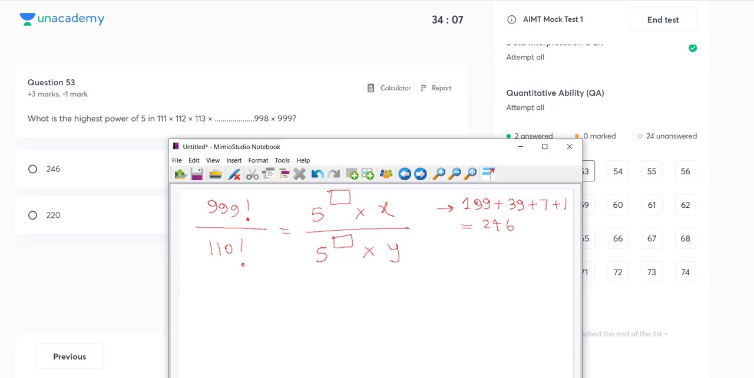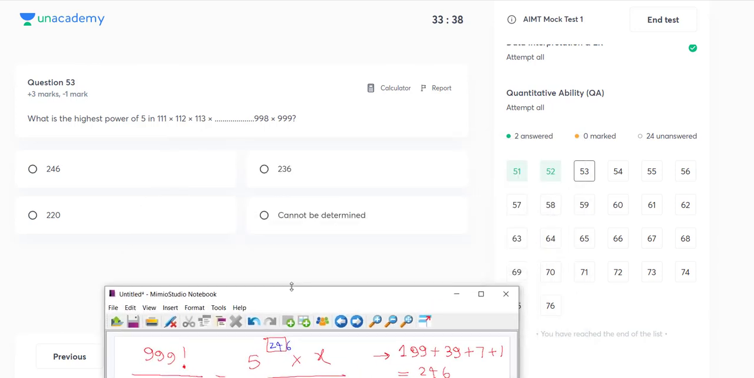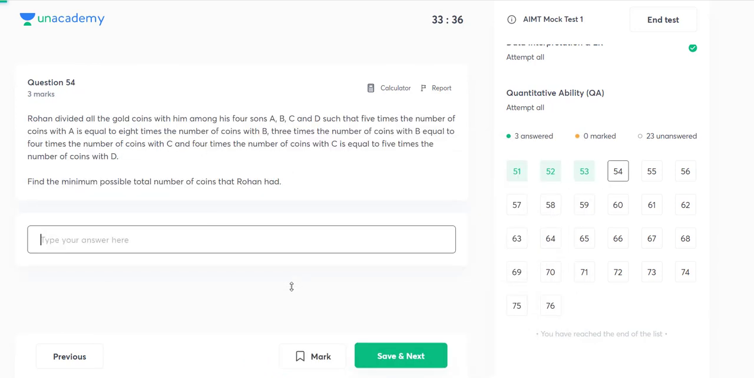Now in the denominator, let's find the highest power of 5 in 110 factorial. In 110, the highest power of 5 is 22 plus 4, that is equal to 26. So the highest power of 5 in this division is going to be 246 minus 26, that is 220. Let's mark 220 as the answer and move ahead.